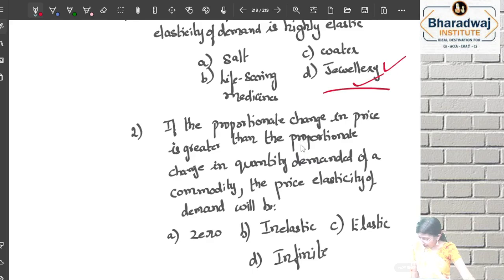What is the second one? Elastic. Are you sure it's elastic? Yeah. It is inelastic. If the proportionate change in price is greater than quantity demand, what does it mean? Quantity demanded is not responding to the price changes. They have twisted the sentence and given. What does it mean? Quantity demanded is not responding to the price changes.